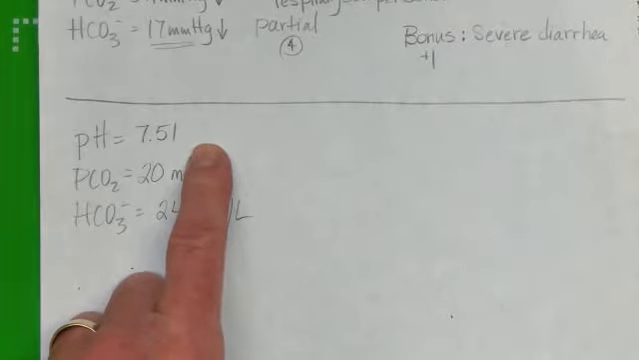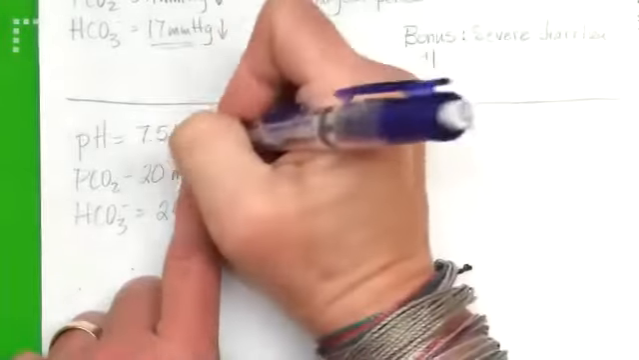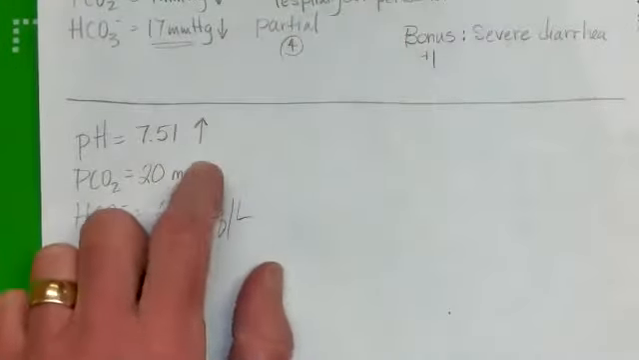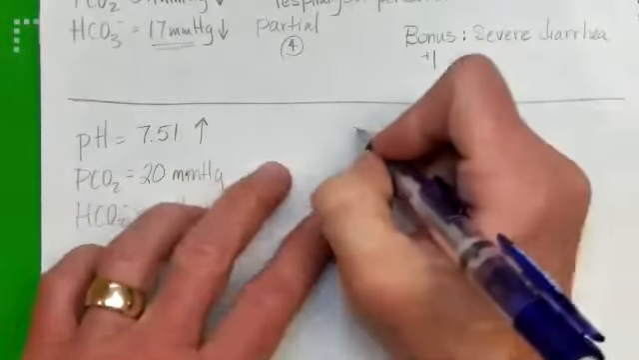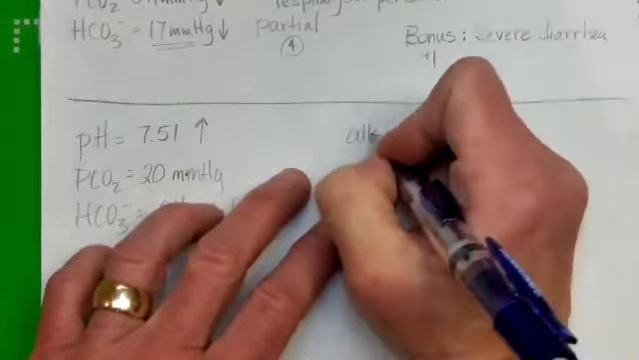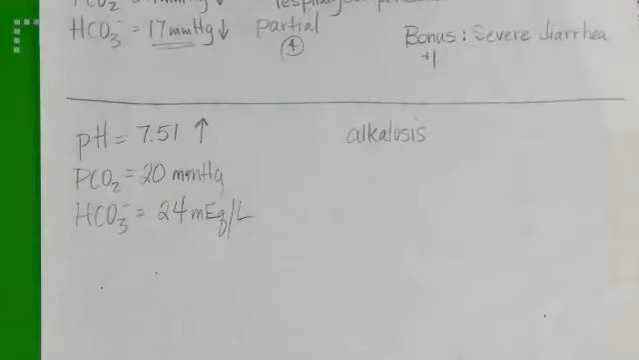So what do you think this is? Is it high, low, or within range? High. Good. Okay, so what does a high pH mean? Alkalosis. Yay. Okay, now, seriously, this is probably the hardest thing to do out of really everything.